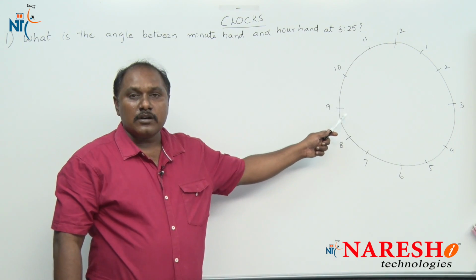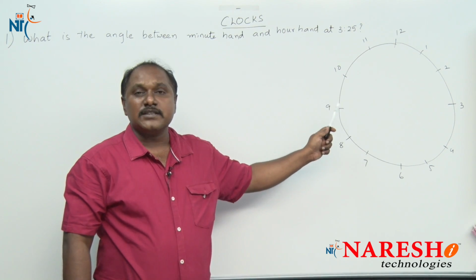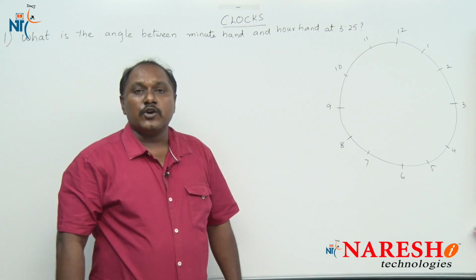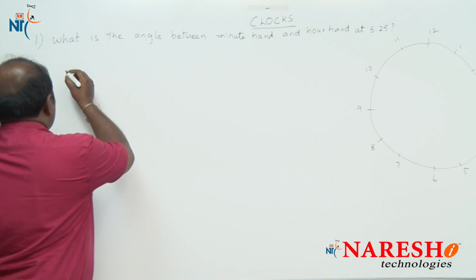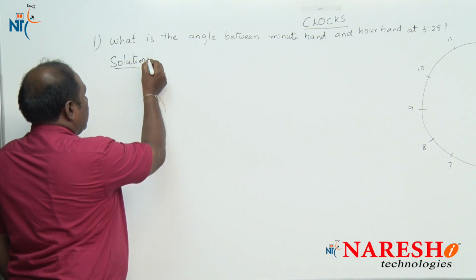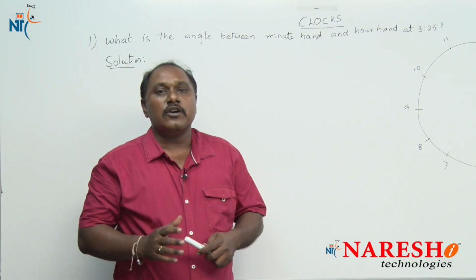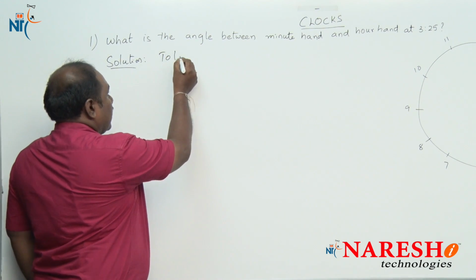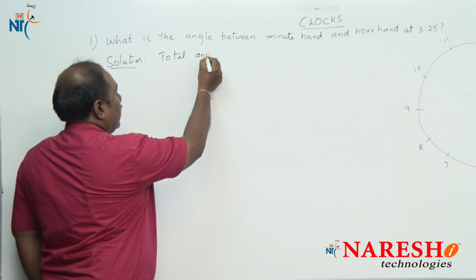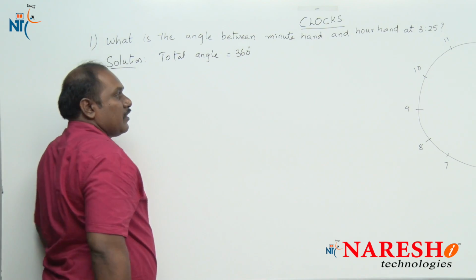The hands of a clock generally move around a circle. Now the total angle in a circle is 360 degrees. So the total angle in a clock will be 360 degrees. Now the basic points that we must know to answer this question without using a formula. Total angle in a clock is 360 degrees.